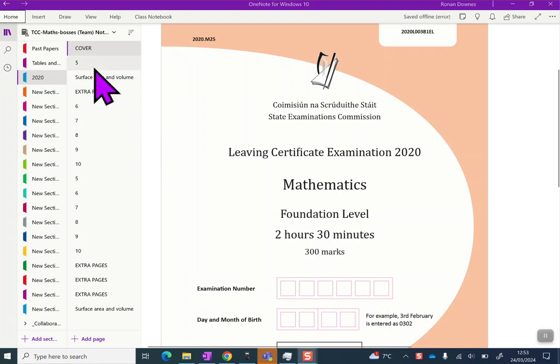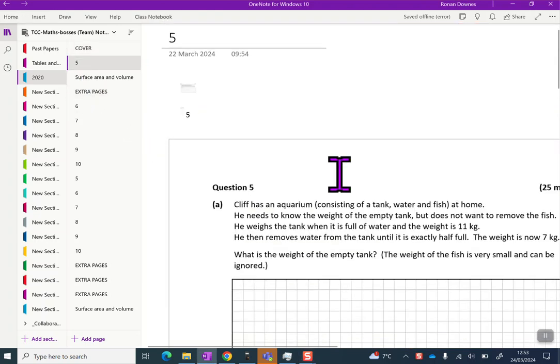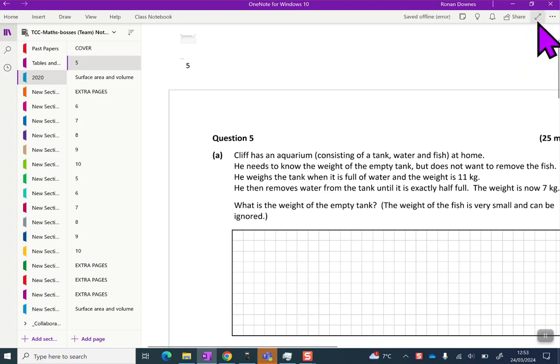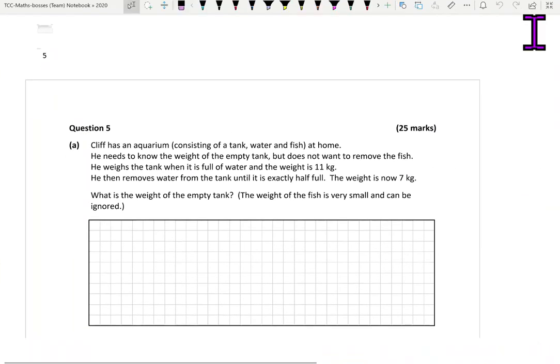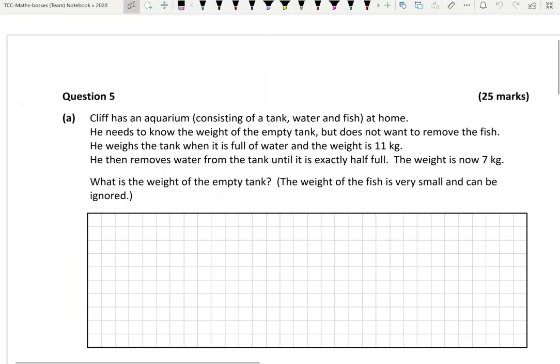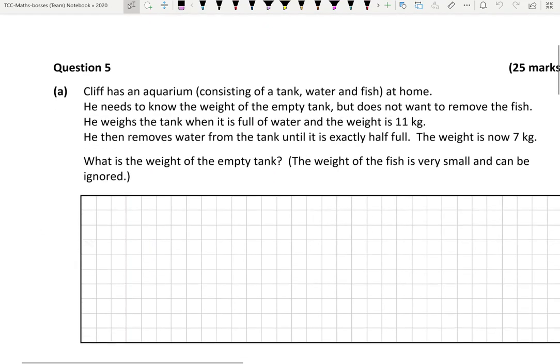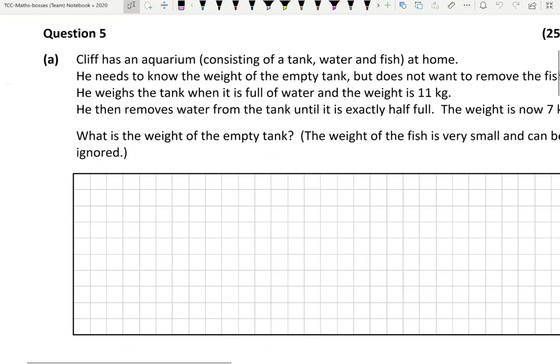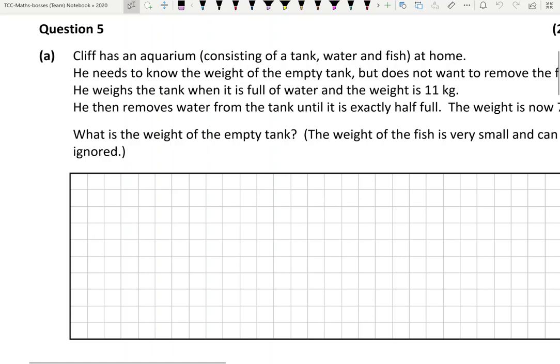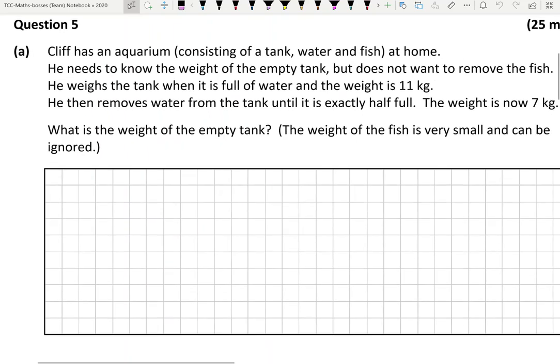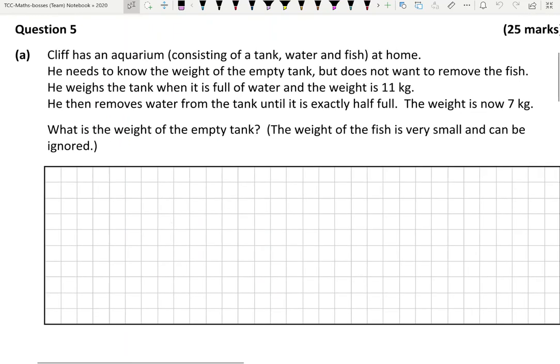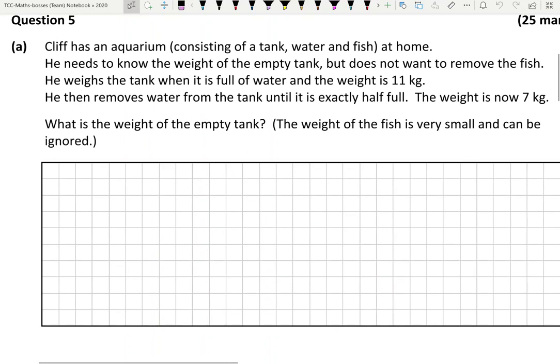Welcome back, students. So we are still working on the 2020 foundation level maths paper. We're jumping on to question 5 now. Okay, so first thing we notice about this is that there is no visual to go along with the question, so we'll have to be extra careful as we're reading the question and trying to model and understand what's the situation and what's being asked of us.